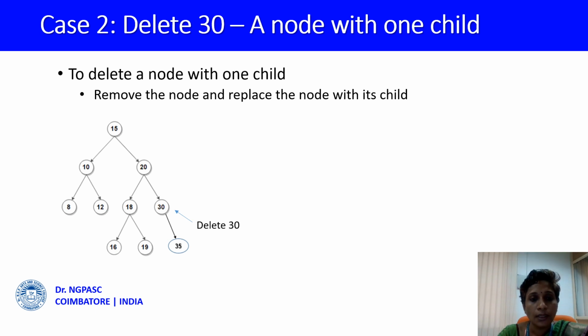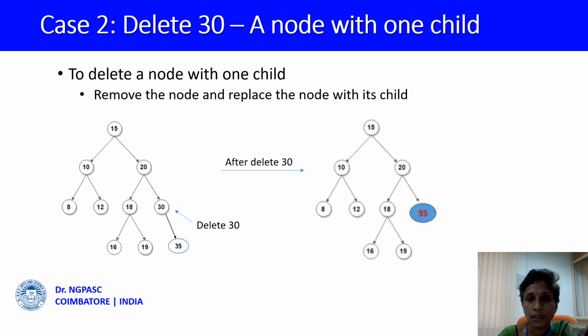30 has the right child 35. That is, it has only one child. So if we delete this element 30, then we have to replace it with this child. Instead of 30, this 35 will occupy its position. That is, the right child of 20 will be occupied by 35 now. After deleting 30, this is our resultant tree. That is, the right child of 20 has become 35 now, which means that 30 is deleted and 35 is taken here as the right child of 20.